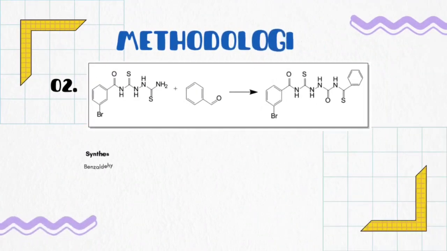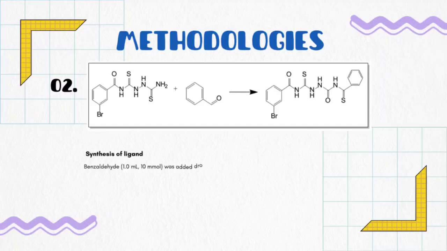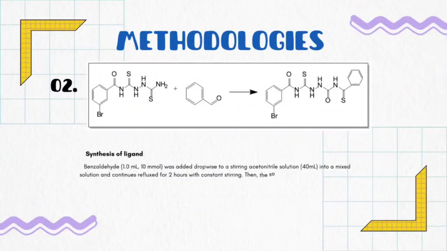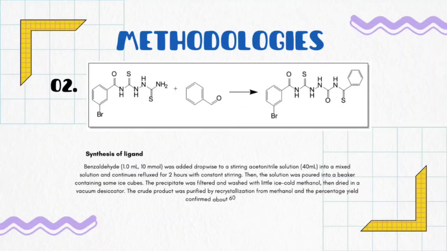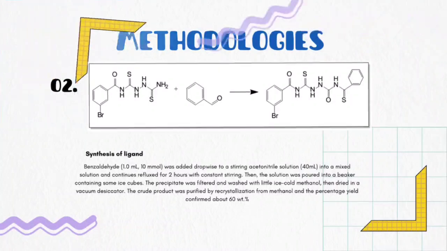The second step is synthesis of ligand. Benzaldehyde was added dropwise to a stirring acetonitrile solution into a mixed solution and continuously refluxed for 2 hours with constant stirring. Then, the solution was poured into a beaker containing some ice cubes. The precipitate was filtered and washed with a little ice-cooled methanol, then dried in a vacuum desiccator. The crude product was purified by recrystallization from methanol and the percentage yield was about 60%.